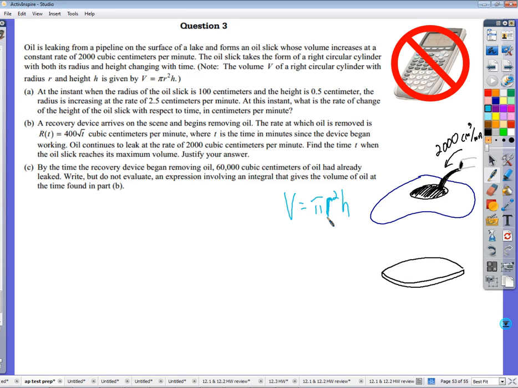So just as a general practice, if you're going to relate the volume to the radius and the height, it'd be great to have an equation that relates the volume, radius, and height. Do we have an equation like that? Yes, there it is. I gave it to us.